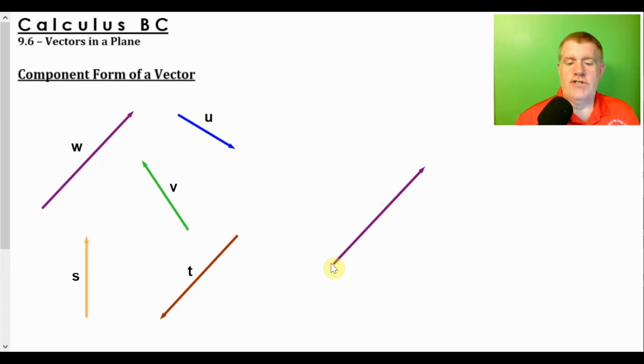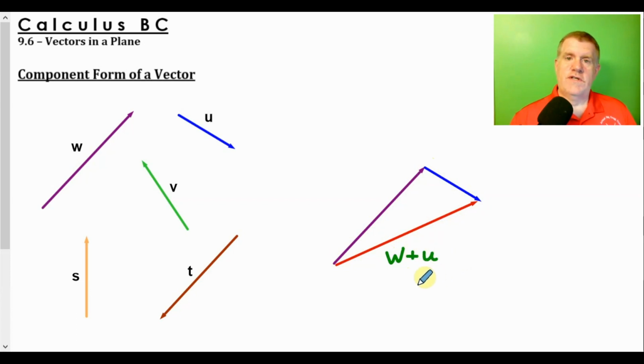So let's say an object is traveling in this direction, like a boat or something. And let's say U is the current of the river that the boat is traveling on. So if you add these vectors together, you have what we call a resultant vector. And the resultant vector would be this. So the boat is traveling in this direction. The current is pushing it this way. So it means that the boat is actually traveling in this direction. So we would say that this here is W plus U, the resultant vector.